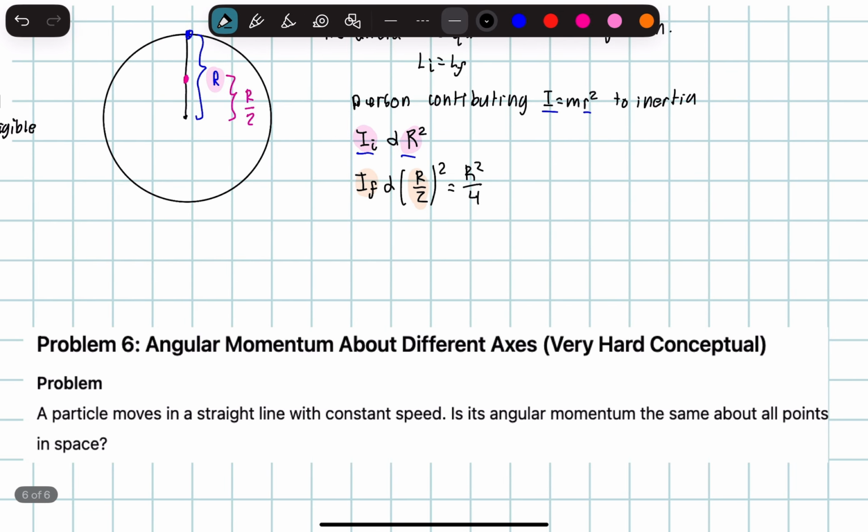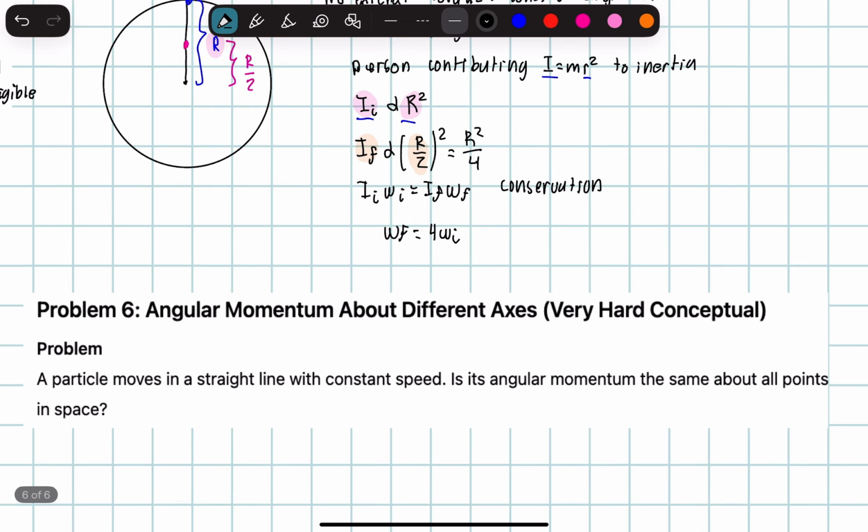Now we can use conservation and write that out here: I initial omega initial equals I final omega final. Now we just solve for omega final, which is equal to 4 omega initial, and then we can see that it's being scaled by a factor of 4. Therefore, the angular speed increases by a factor of 4.